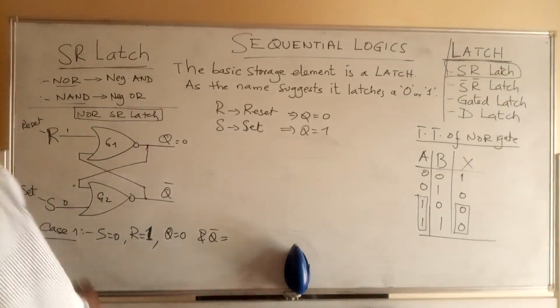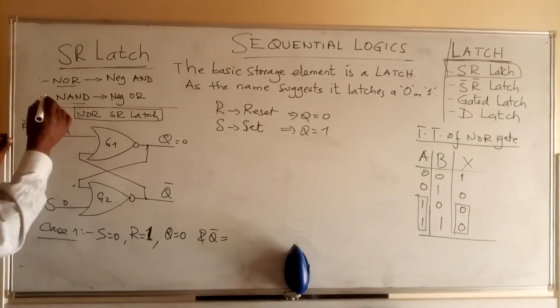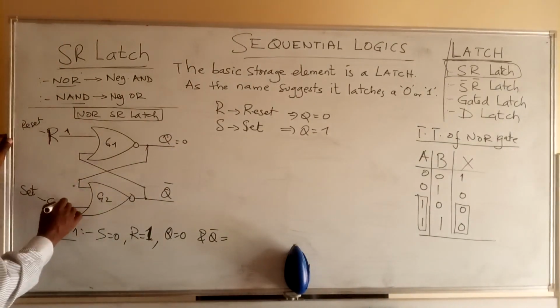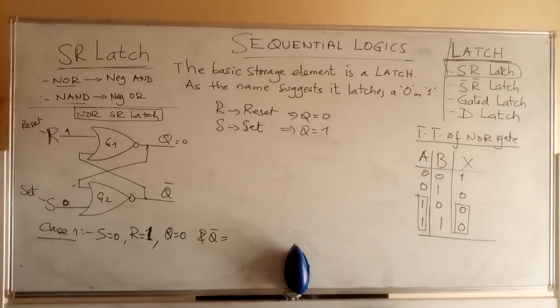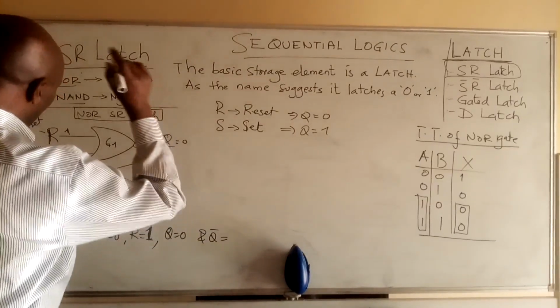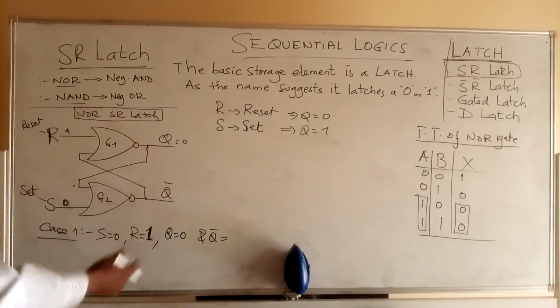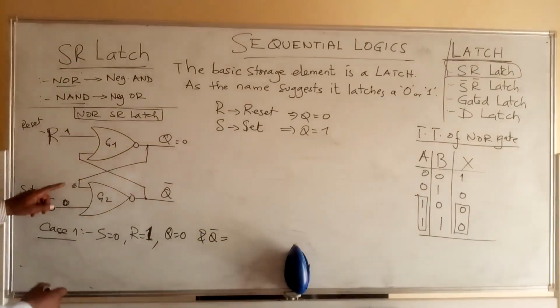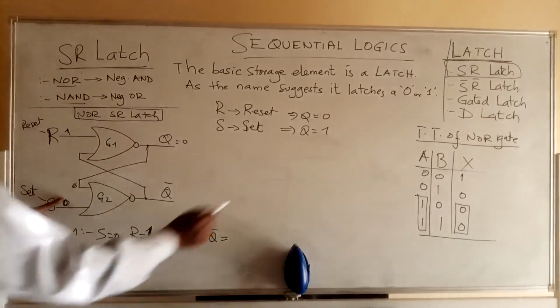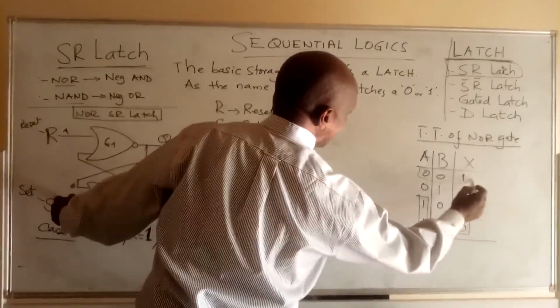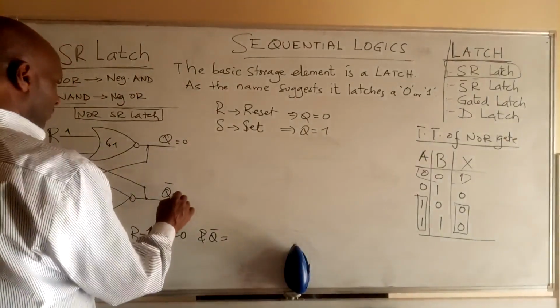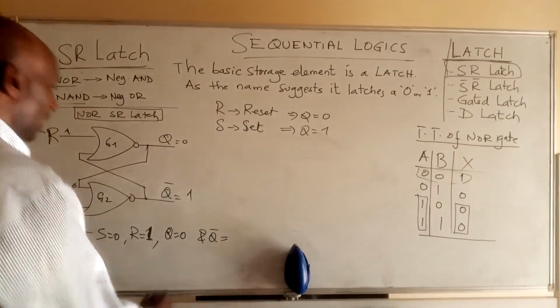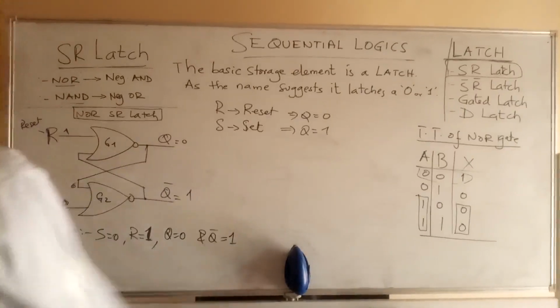So now, if you put 1, 1, 1, 0, 1, 0 directly, the output is 0. Q is 0, as the reset, of course. Now, if Q is 0, take 0 to G2, 0, 0. So 0, 0 will give us a 1. So Q bar is equal to 1.